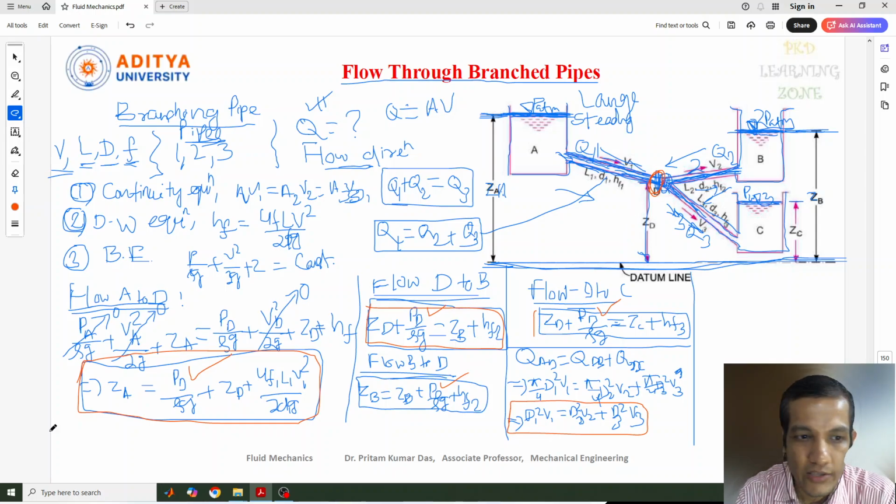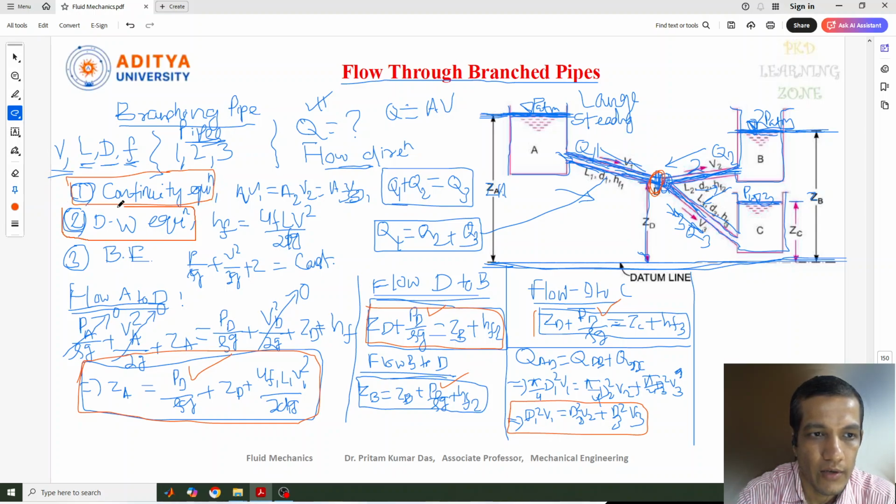So by using all these equations, we can find out the unknowns, or whatever is asked in the questions. It can be identified or calculated. So this is everything regarding flow through the branch pipe. I hope you understand this concept. As I told you, first the continuity equation needs to be considered, then the Darcy-Weisbach equation for the losses in the pipe, and finally the Bernoulli's equation. All these equations I have mentioned here, and the concepts used, I told you.